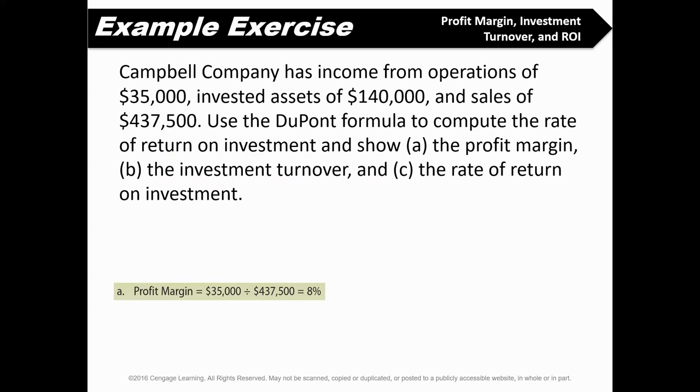So let's see how that looks. So the profit margin, as you know, we would take the income from operations of $35,000. We would divide that by the sales to get 8% profit margin. It's not too bad. The investment turnover, to calculate that, we would take our sales divided by our invested assets, which gives me an investment turnover of 3.125. That's pretty good.